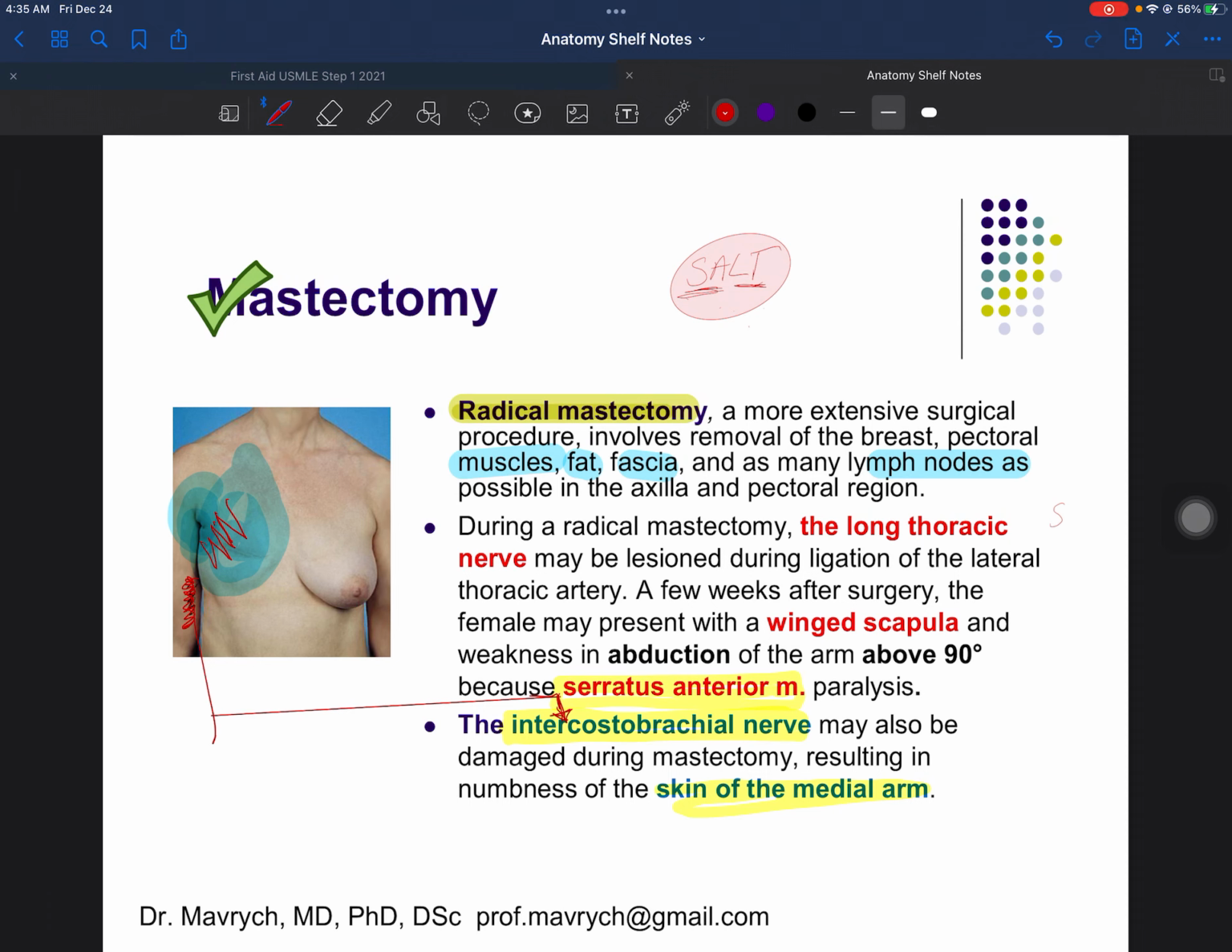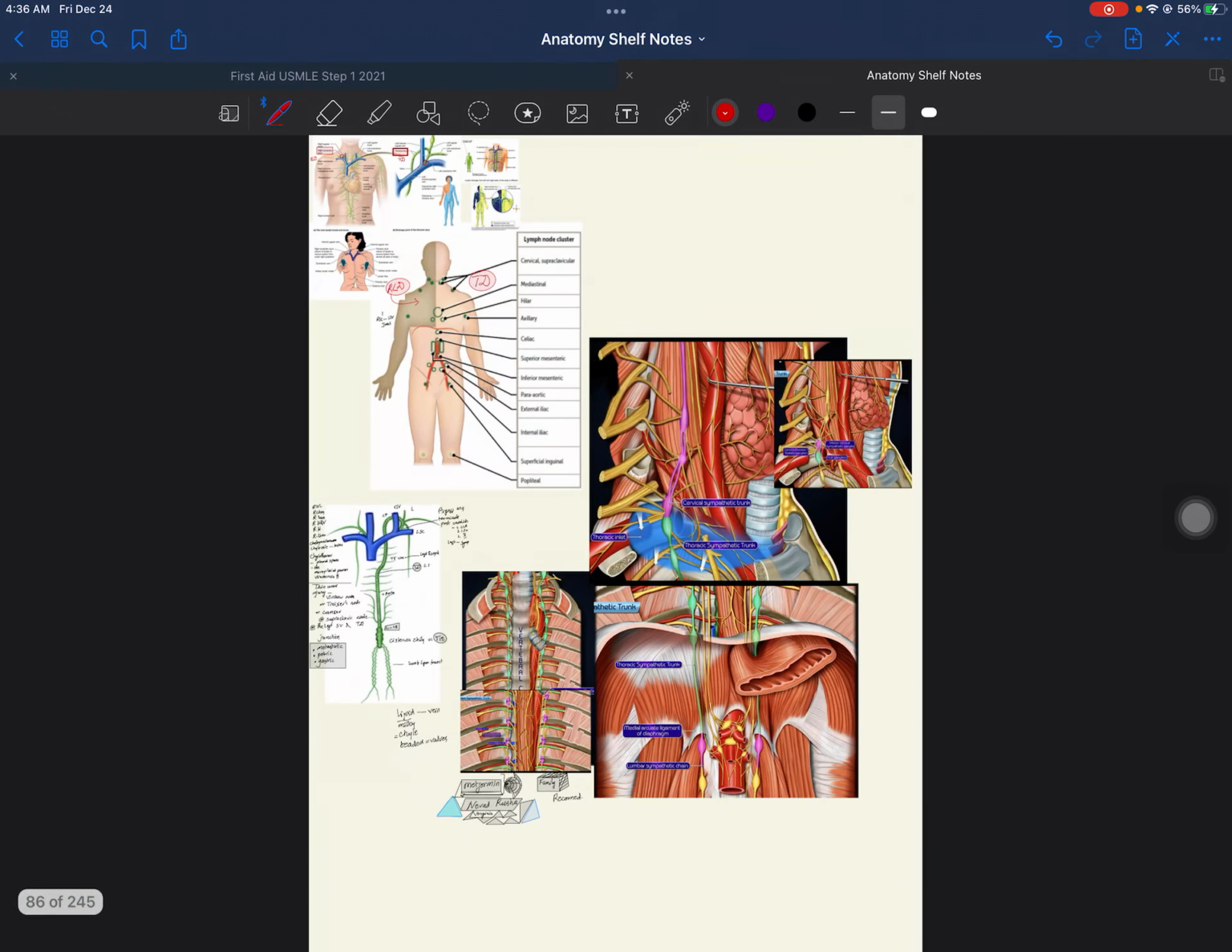But if it is the serratus anterior, the SALT, which is the long thoracic nerve, that is going to cause inability to raise the arm, and then the winging of the scapula. It's going to cause the winging of the scapula. So that is the long thoracic nerve.